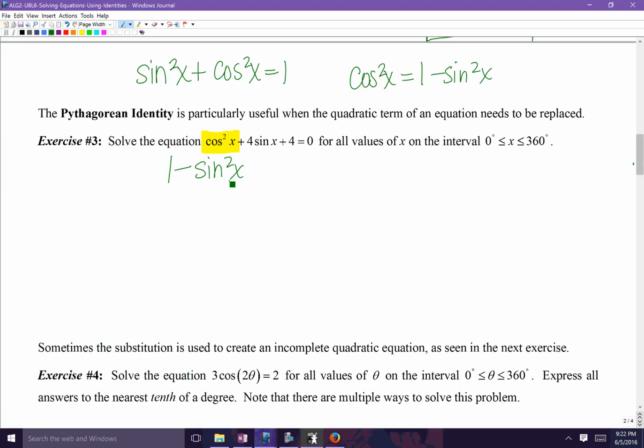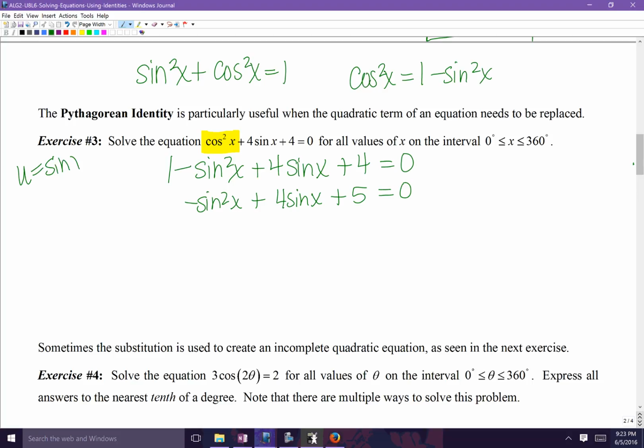All right. Now I'm going to keep writing plus 4 sine of x plus 4. I'm going to tidy up this equation and I'm going to see what I can combine. So this 1 and that 4 can combine. So I have negative sine squared x plus 4 sine x plus 5 equals 0. And if you notice, I'm going to go ahead and use my u again. I'm going to say u stands for sine of x. So wherever I see a sine of x, I'm going to replace it with a u. So this is going to be a negative u squared plus 4u plus 5 equals 0.